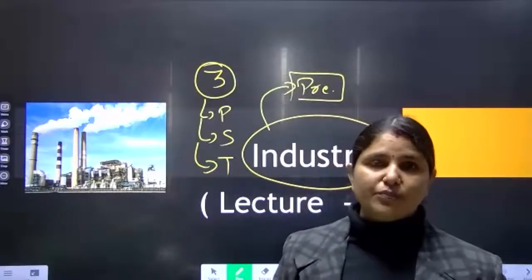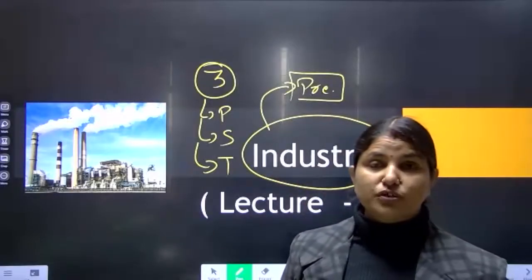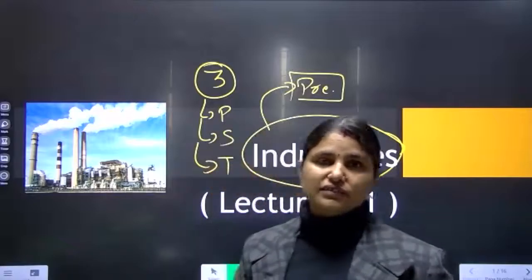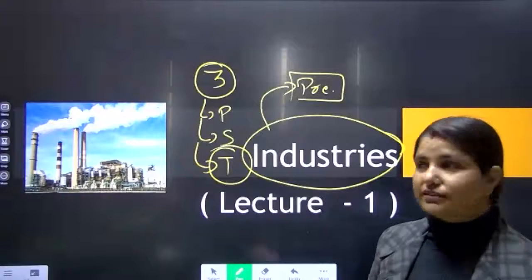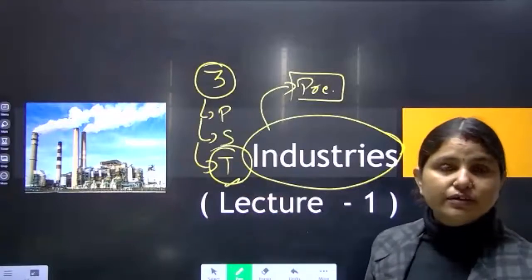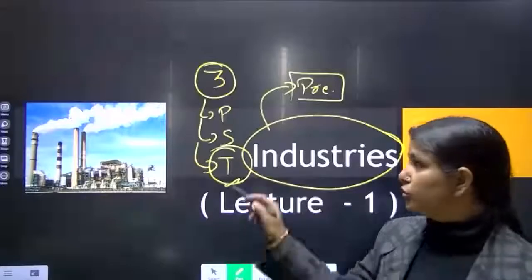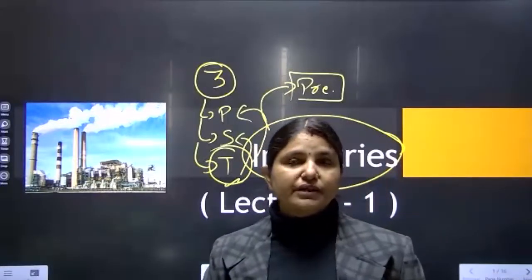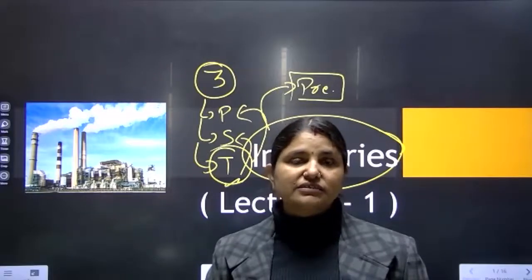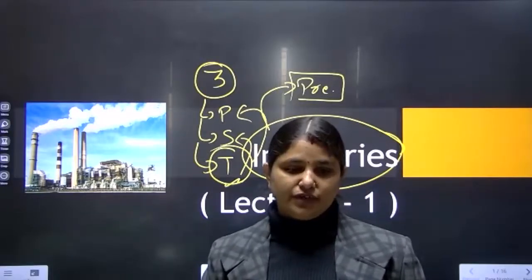Then you will see secondary activity, where any kind of manufacturing is happening, where we are getting the finished products. And last, tertiary economic activity is the activity which provides support to primary and also to secondary. Both the primary and secondary activities get support from tertiary activities.